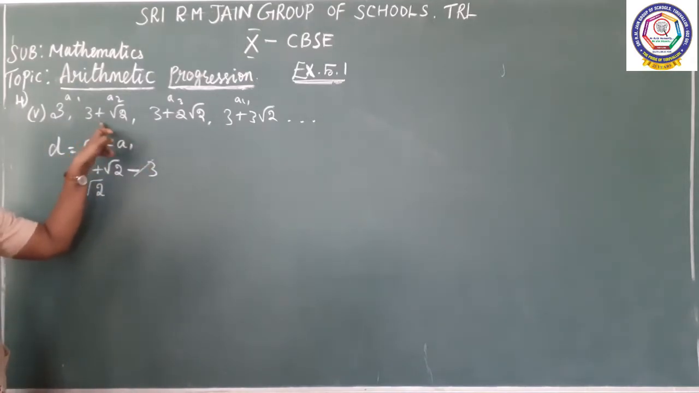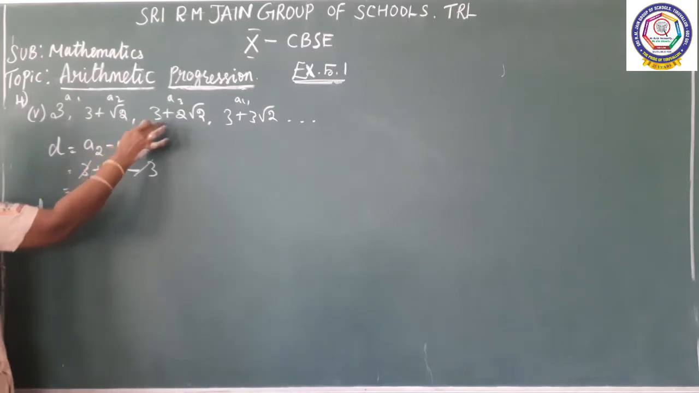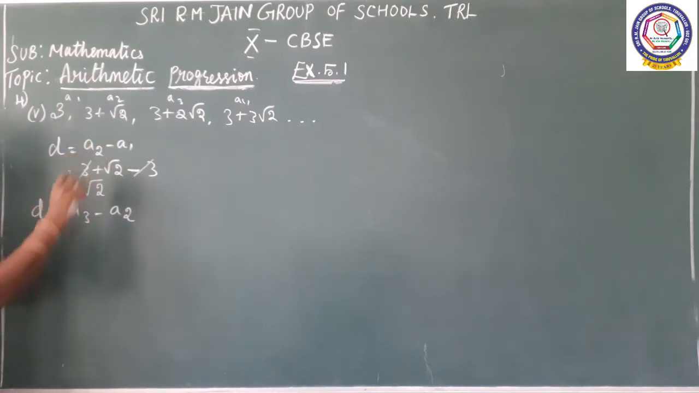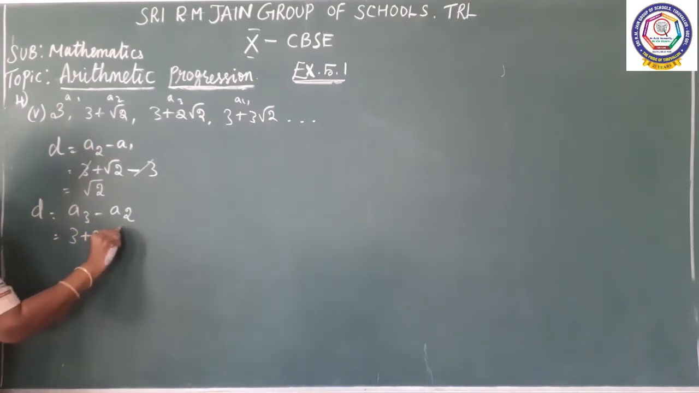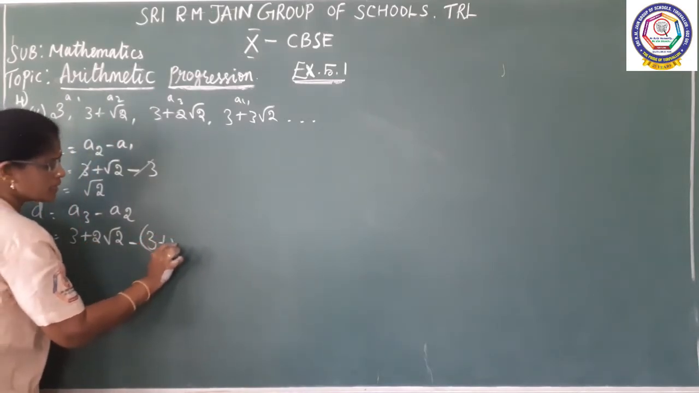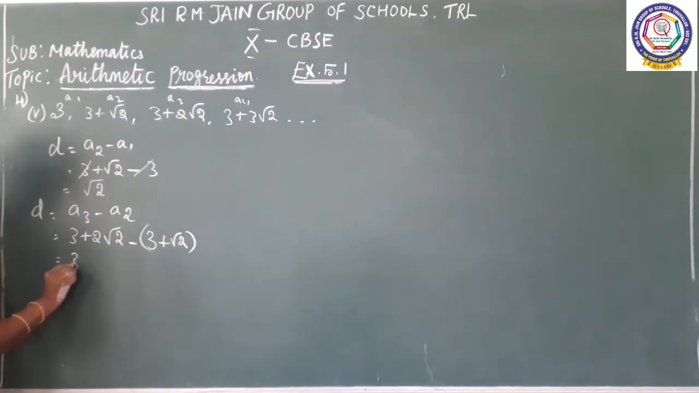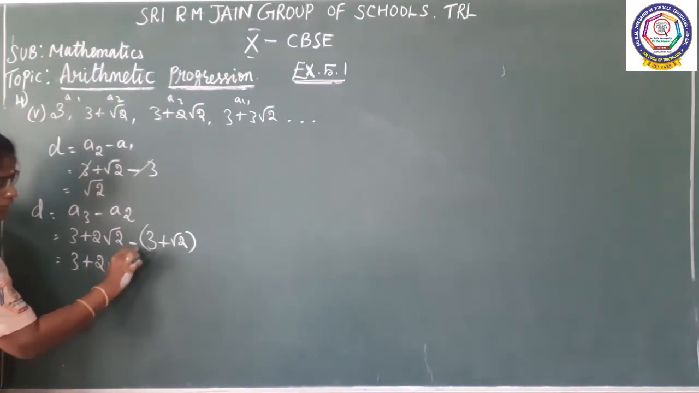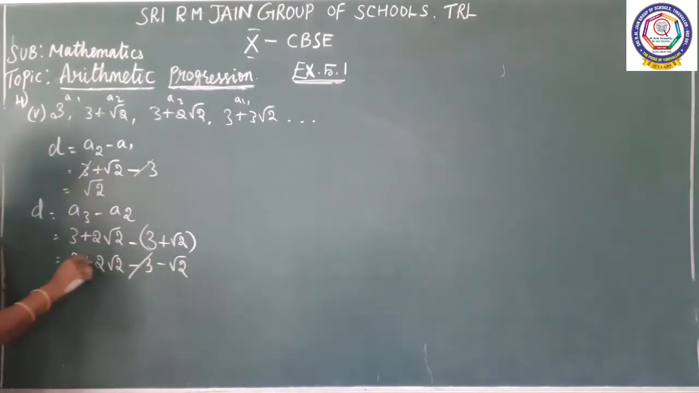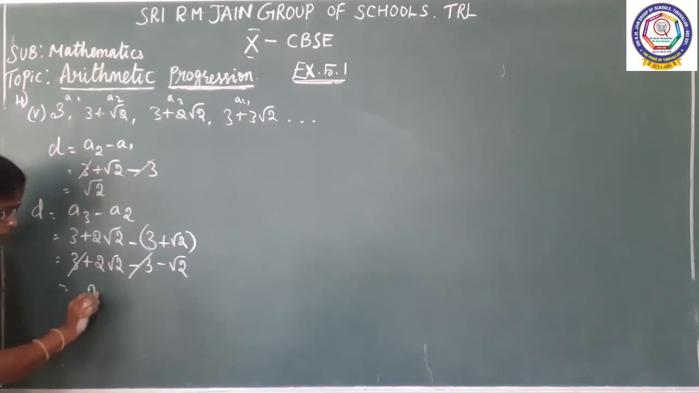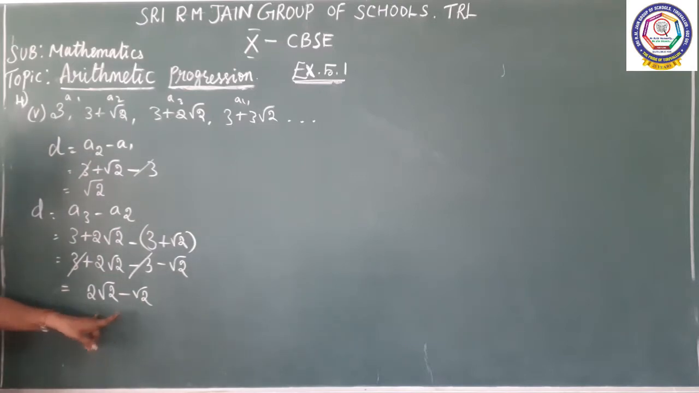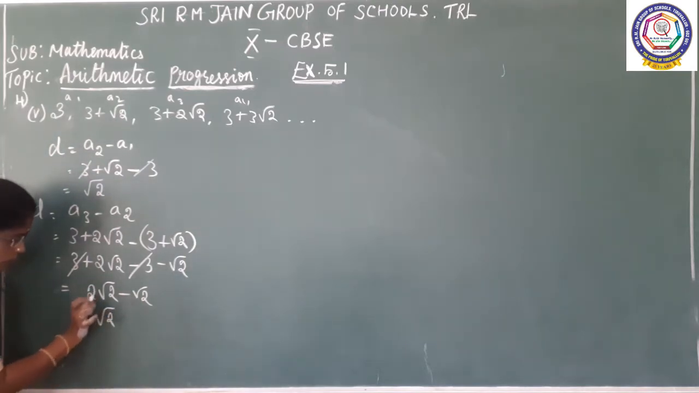Then we have to find out the next common difference. So third term minus second term. A3 minus A2. What is A3 given? 3 plus 2 root 2 minus, what is A2 given? 3 plus root 2. So 3 plus 2 root 2. If you are taking minus inside, minus 3 minus root 2. Plus 3 minus 3 will cancel. 2 root 2 minus root 2. If you are subtracting, you will get square root of 2.